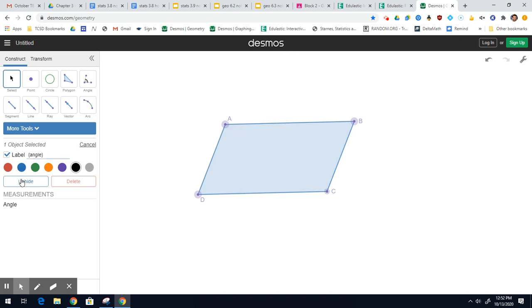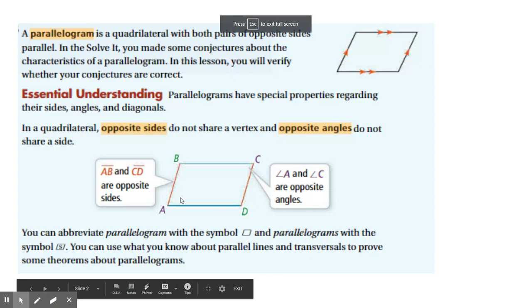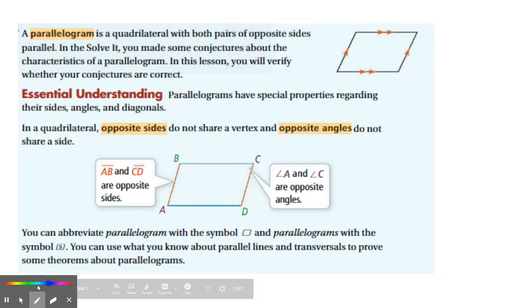All right, so now that I have them hidden, so there's my parallelogram. So let's talk more about the other properties. So let's go back to our notes here. Okay, so we need to know how to identify the opposite sides. Well, when you talk about opposite sides of a parallelogram, we're talking about the ones across, right? They don't share a vertex. So AB and CD are opposite sides.